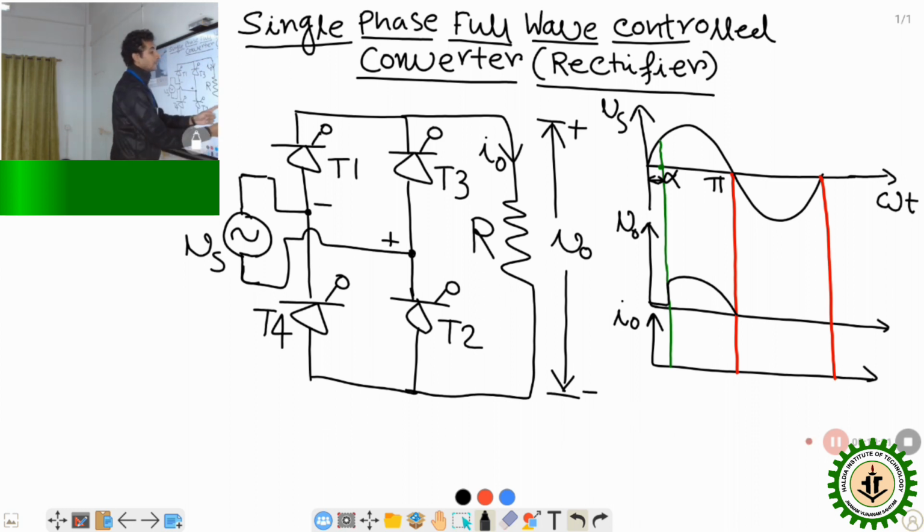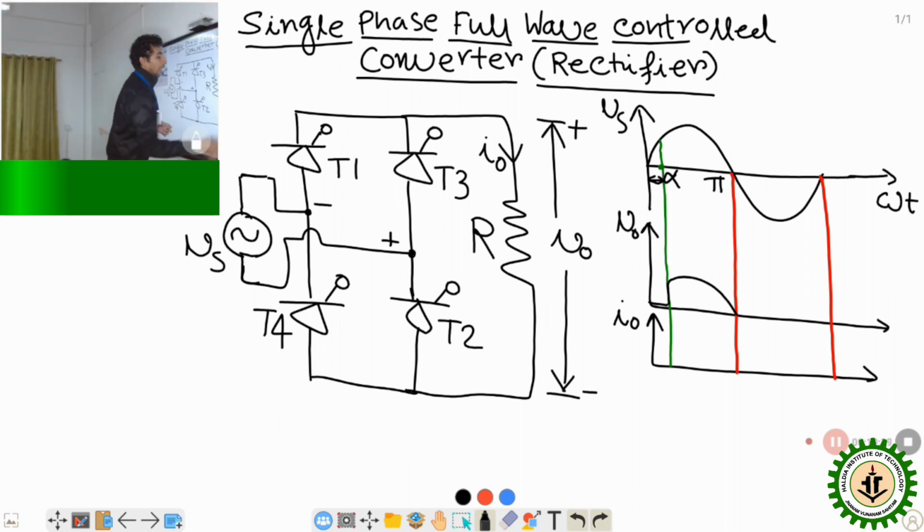So that means from alpha to pi, the supply voltage through thyristor T1 and T2 will appear across the load. So this supply voltage will appear across the load. And whenever pi reaches, the negative half cycle begins. So polarity will become this, T1 and T2 are reverse biased and these thyristors are off.